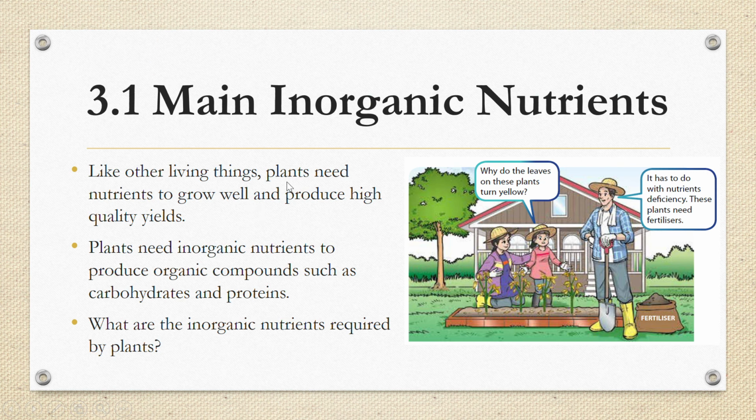Okay, so do not forget, plants, they are organisms. So like other living things, they need to grow well and they need to produce high quality yields. So in order for them to do that, they require nutrients. So they need these inorganic nutrients in order for them to be able to produce organic compounds. Remember the organic compounds that you've learned back in Form 4? For example, those carbohydrates and also proteins. So now we are going to look at what are the inorganic nutrients.